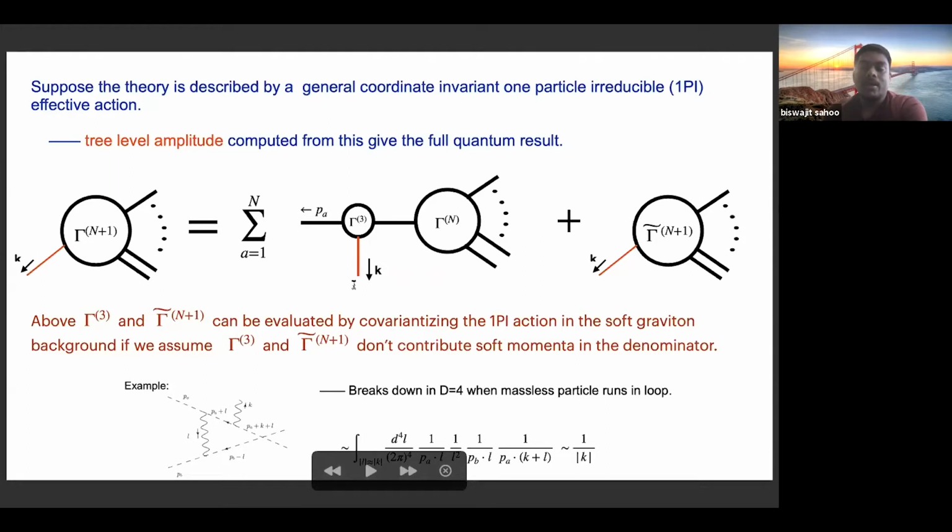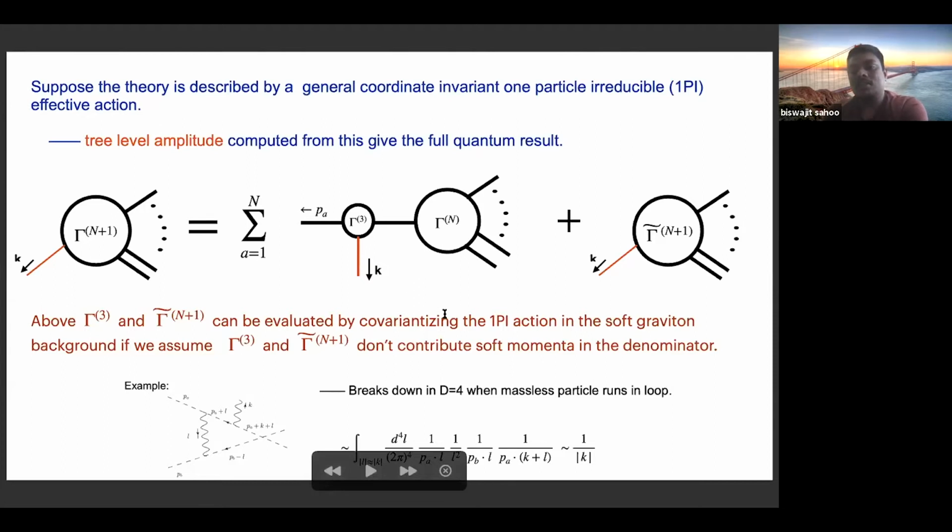Then what we have to do is find out what this 3-point vertex gamma 3 is and what this gamma tilde is. And it can be shown that up to some order in the expansion in omega, they can be derived just by covariantizing the one-particle irreducible effective action in the soft graviton background. But for that one has to assume that gamma 3 and gamma tilde should not contain any power of soft momenta in the denominator, in a sense 1 over omega cannot contribute. We also assume this for a local quantum field theory, but this may not be true for a general one-particle irreducible effective action.